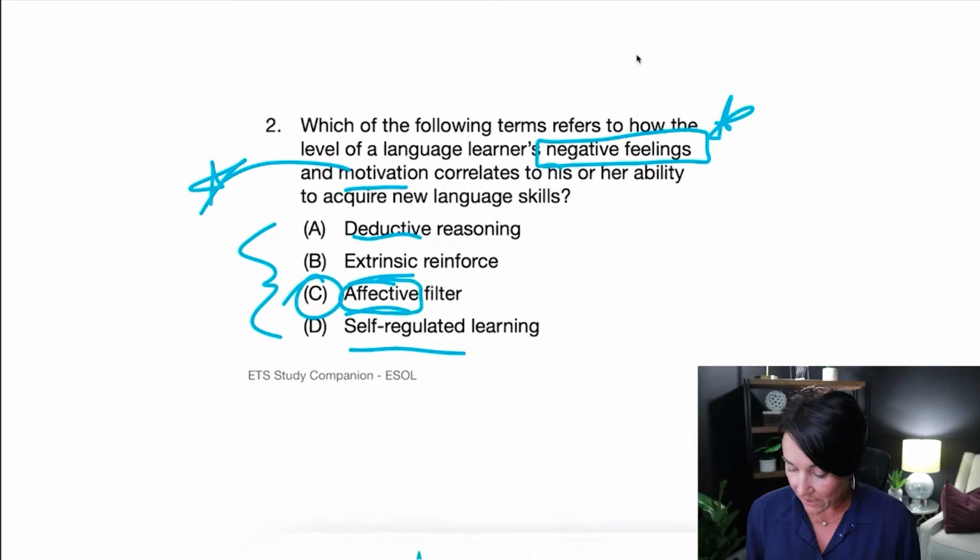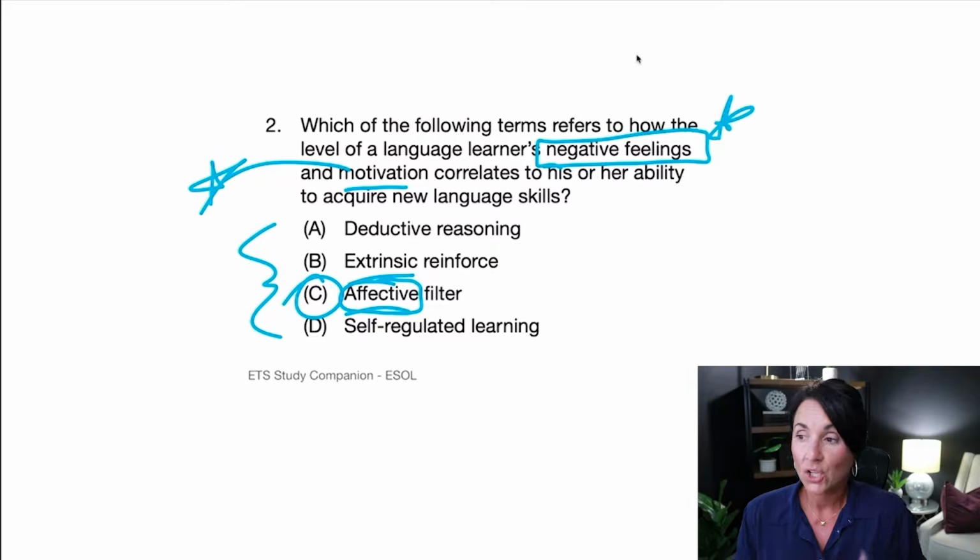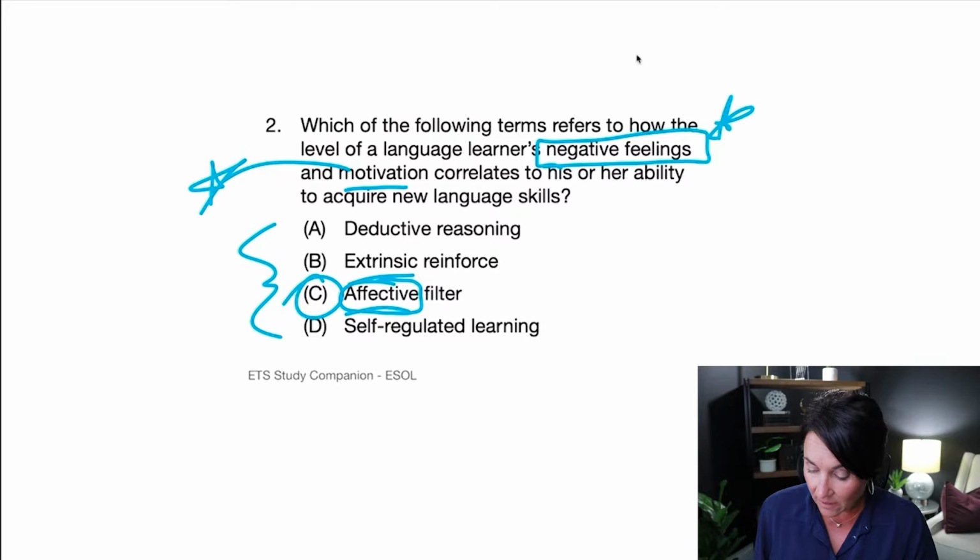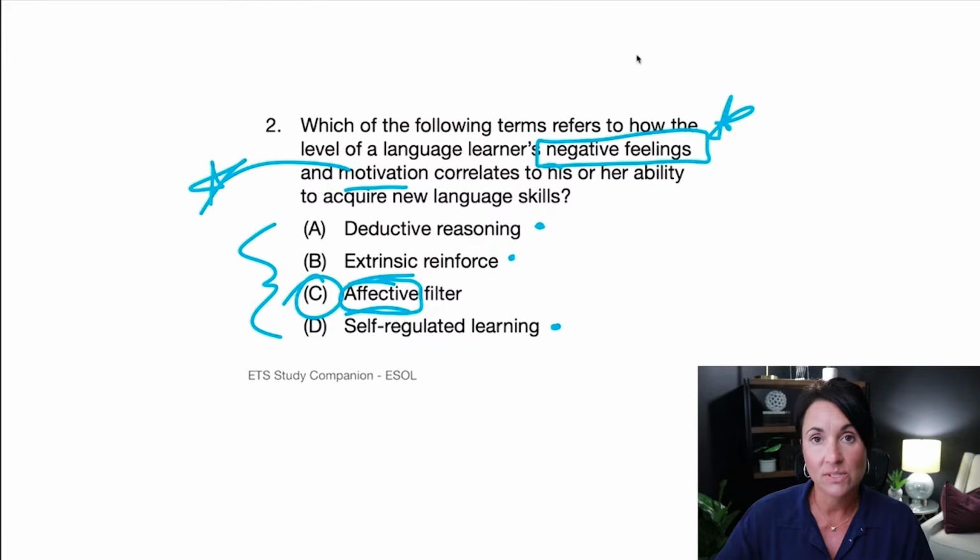And this is why it's really important to take a look at the answer choices here. Just like I did in question number 1, you don't want to just go, oh, it's the affective filter and move on. Let's analyze these other ones here because understanding the answer choices will help you understand more about the test. Because who knows, answer choice A here might be the answer to another question on the exam. So what is deductive reasoning?